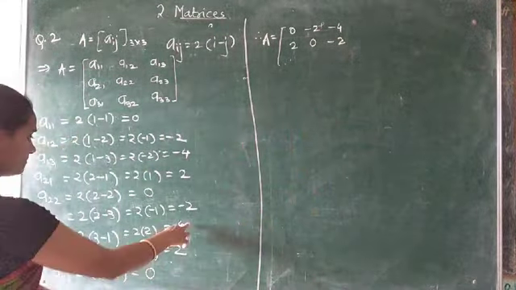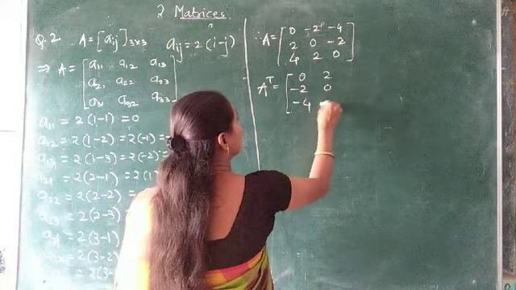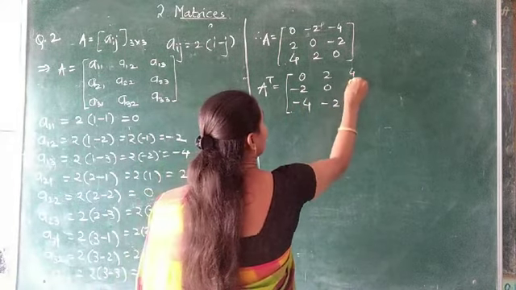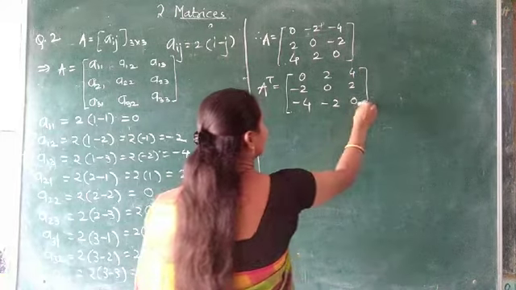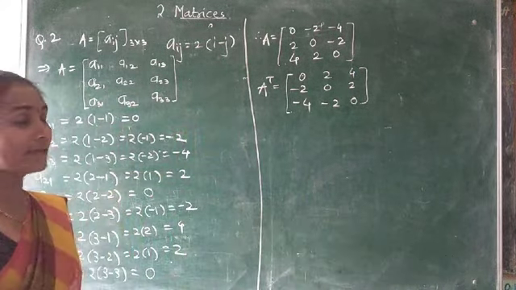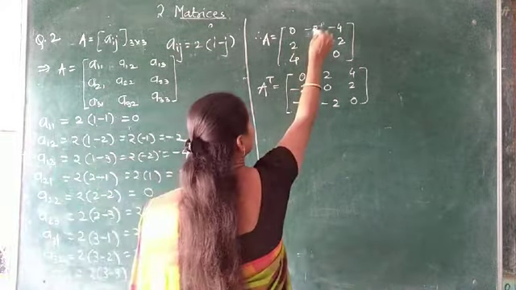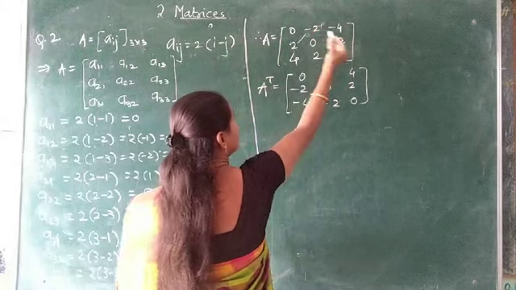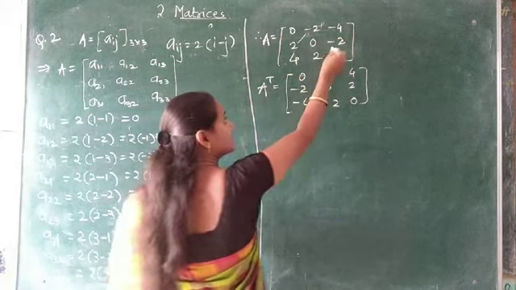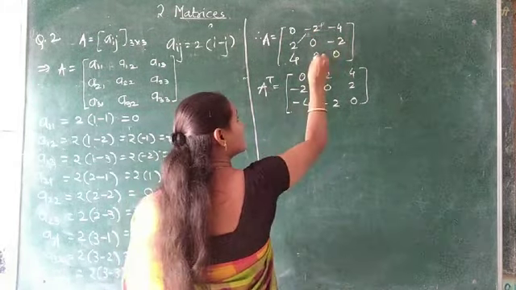First we found A, and we also have to find A transpose. Now take the transpose of the matrix. The first row is written as the first column: 0, 2, 4; then -2, 0, 2; and -4, -2, 0. Now look at matrix A. Here this element is -2 and this is +2. This is -4, this is +4. Again it is -2, it is +2.